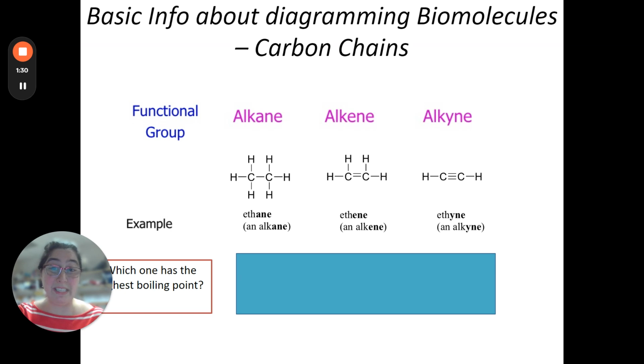Now, what about if we make something different? So here you can see we have ethane, eth meaning 2 carbons. If we do ethene, ene tells us there's a double bond. And if we do ethine, ine tells us there's a triple bond. Notice all of these are filled in appropriately with hydrogen, remembering that carbon can make 4 bonds. So which one do you think is going to have the highest boiling point? Make a prediction.